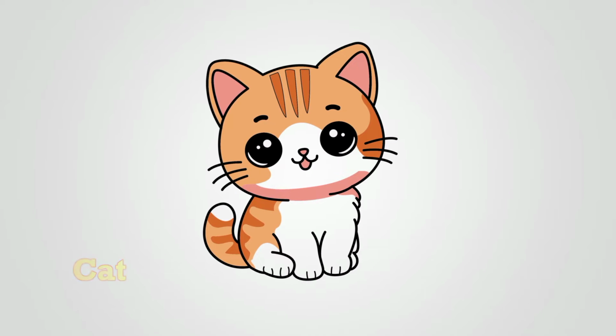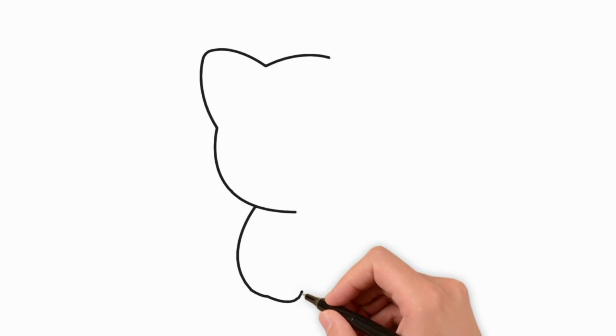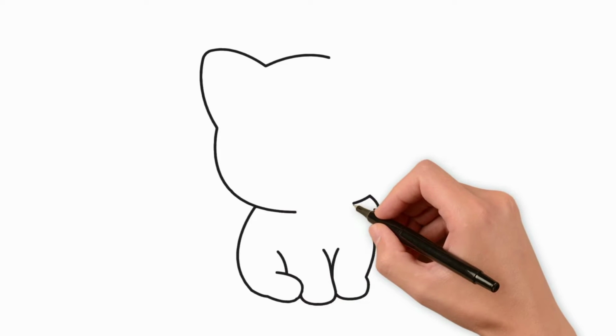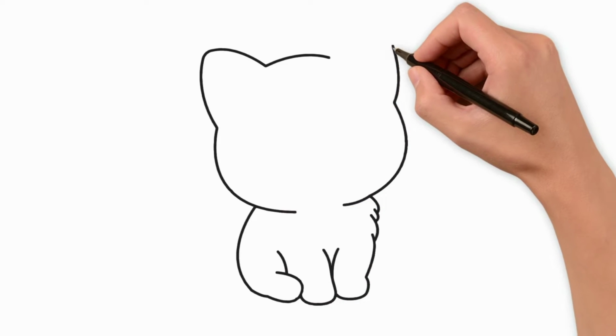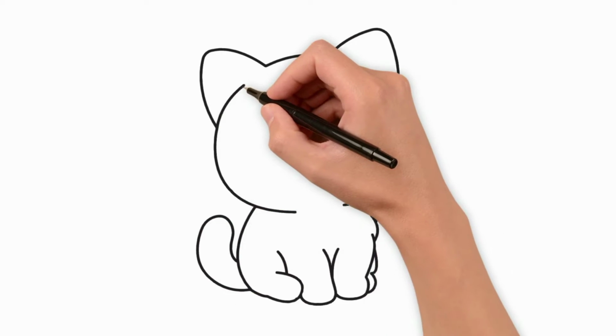Today, we're learning to draw and color a cat step by step. Let's draw a cute cat. Draw the cat's face and body. Draw the cat's tail. Draw the cat's ears.